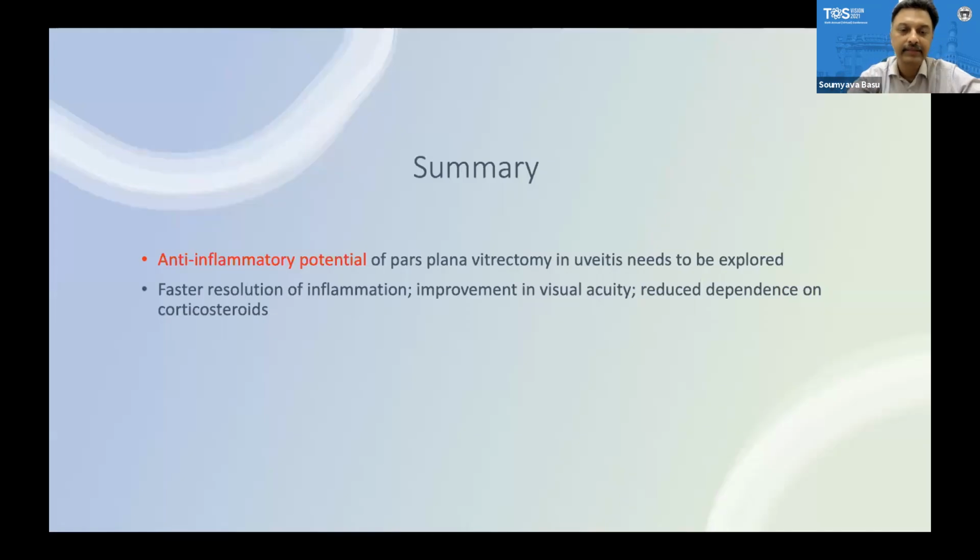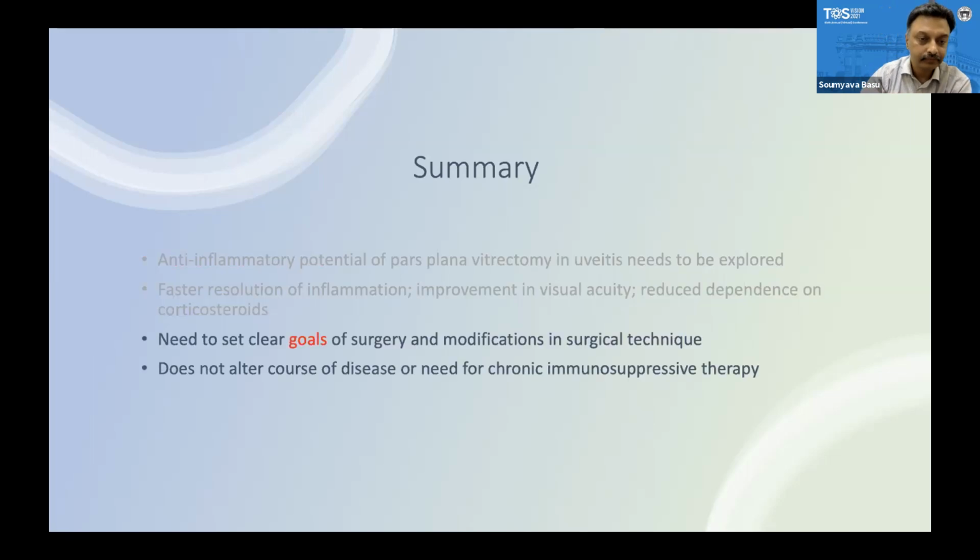To summarize, the anti-inflammatory potential of pars plana vitrectomy needs to be explored further, and the main purpose is not to treat uveitis here, but faster resolution of inflammation and improvement in visual acuity, and a reduced dependence on corticosteroids and avoiding the side effects of corticosteroids.